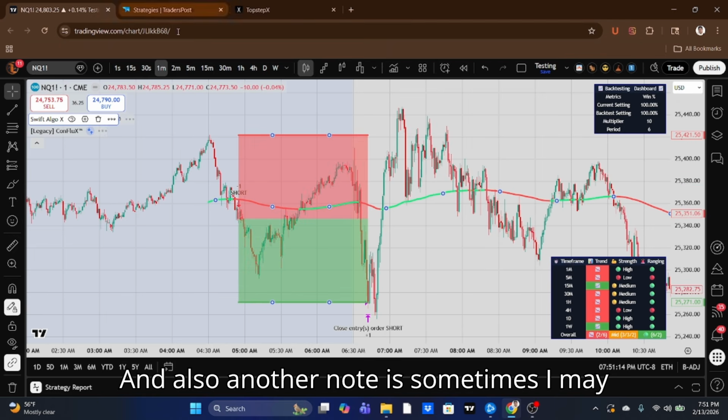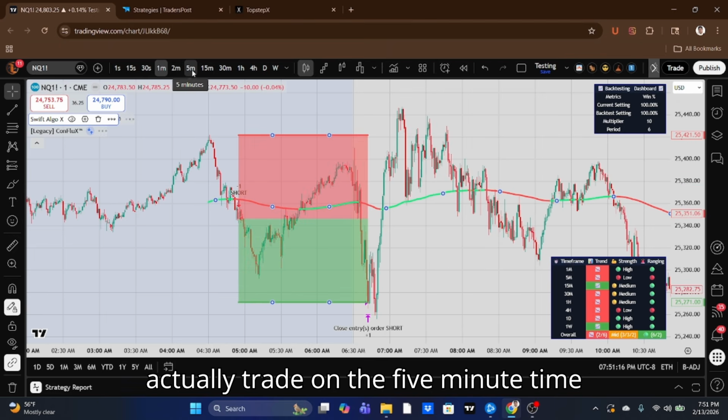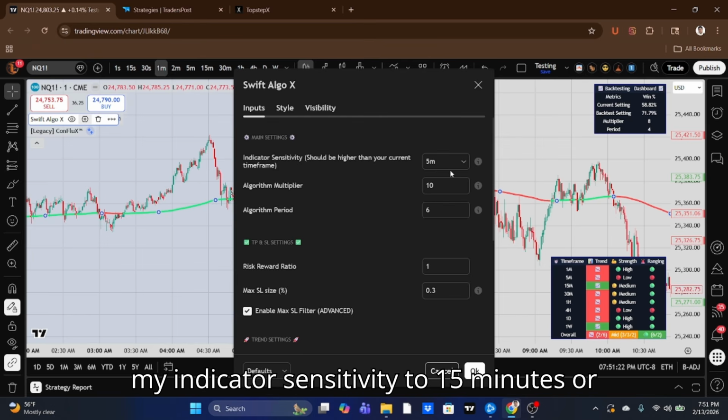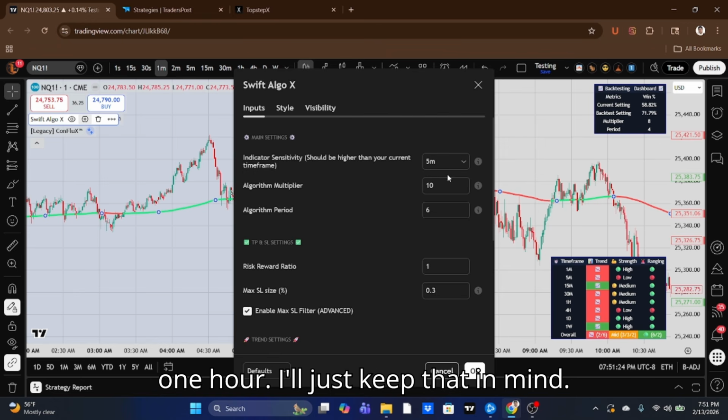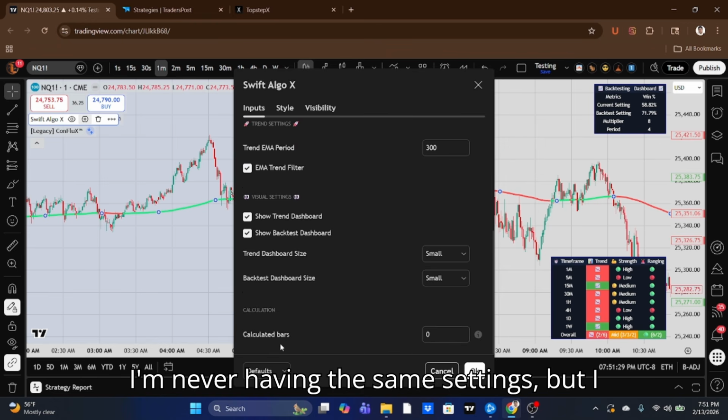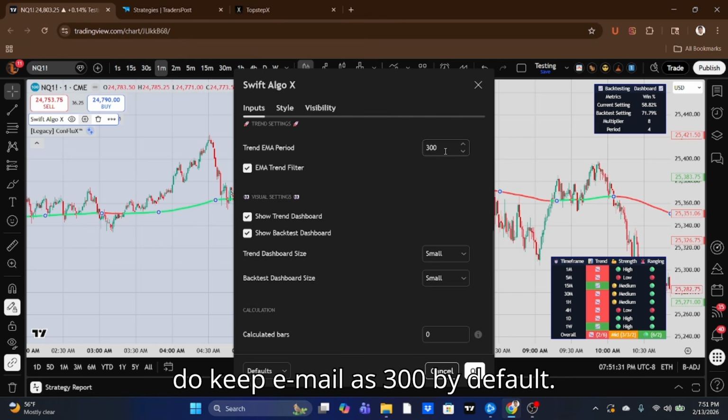Also another note is sometimes I may trade on the 5-minute time frame as well, and then I may change my indicator sensitivity to 15 minutes or 1 hour. Just keep that in mind. I'm never having the same settings. But I do keep EMA as 300 by default.